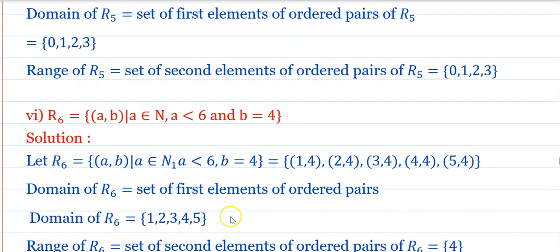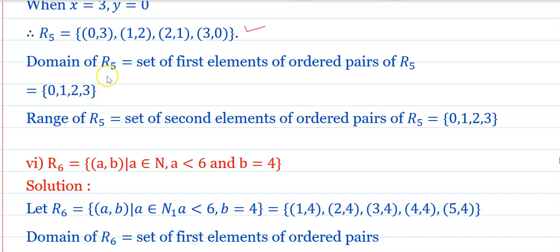Now the domain of R5 is the set of first elements of the ordered pairs of R5: 0, 1, 2, 3. Range of R5, that is the second elements of R5, that is 3, 2, 1, 0, meaning 0, 1, 2, 3. This is the R5.